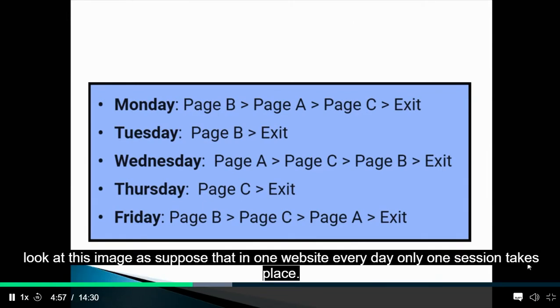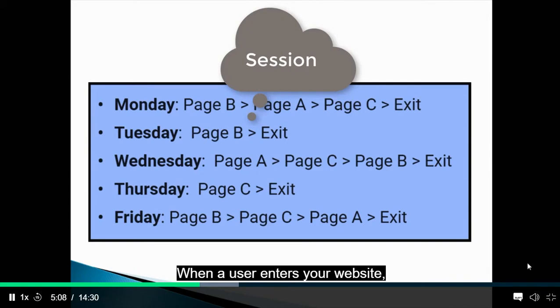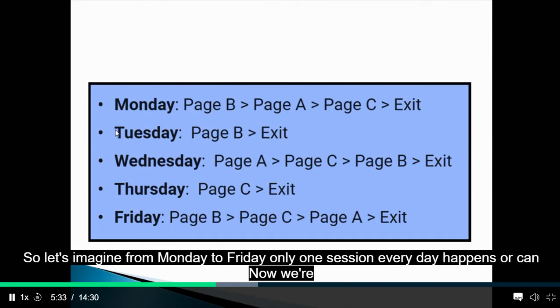Okay, look at this image. Suppose that in one website, every day only one session takes place. When a user enters your website, one session is defined for him or her. And in case after visiting the page the user exits, or after 30 minutes there isn't any kind of activity, the session has timed out, or the session is ended. So let's imagine from Monday to Friday, only one session happens every day.